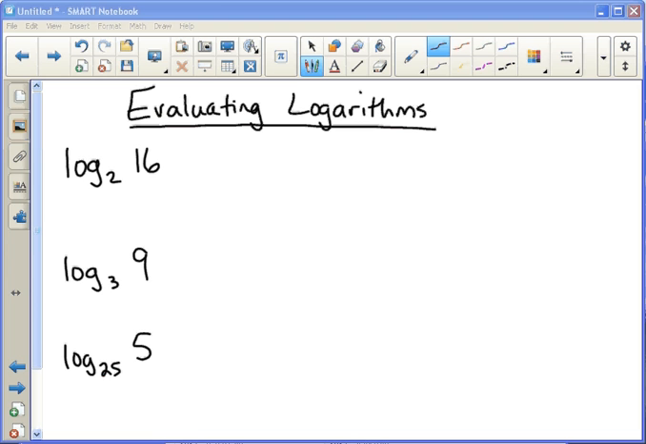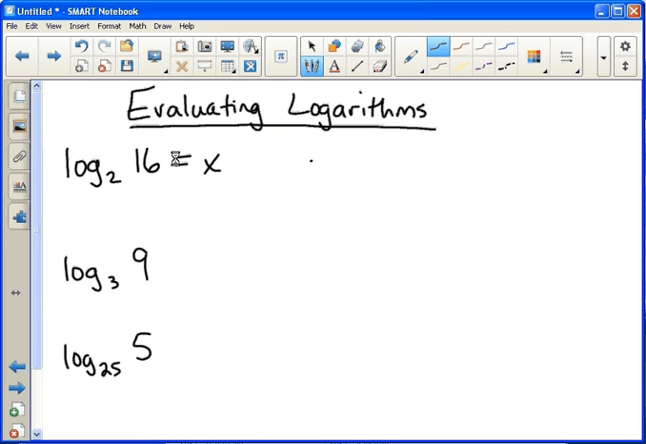But we know we're trying to figure out what this equals. So I'm just going to say it equals x because we don't know what it equals. We're looking for x. If we just apply what we just learned about converting from logs to exponentials, where we put our base here, our power here, and our answer here, then it becomes a lot simpler.